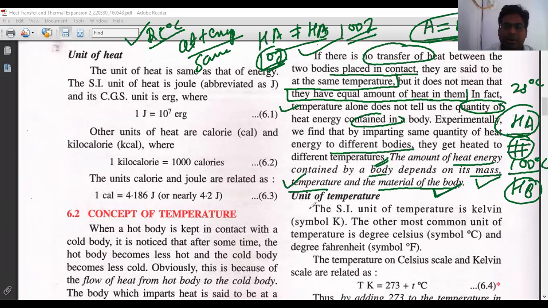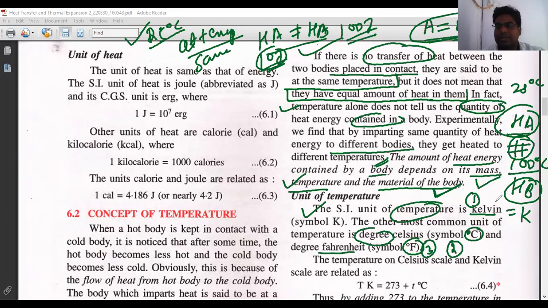Right. Now look at the unit of temperature. The unit of temperature will be Kelvin for SI, written in short form as capital letter K. The most common unit of temperature is degree Celsius, written as degree C, right? And for Fahrenheit, it is degree F. So basically there are three units of temperature. First one is Kelvin, second one is degree Celsius, third one is Fahrenheit. So for SI we basically use Kelvin, right?